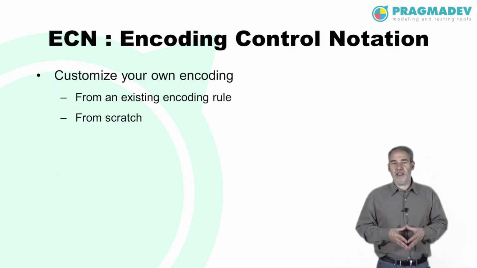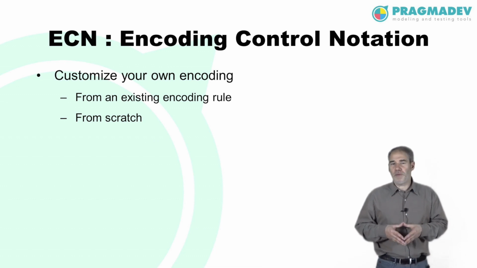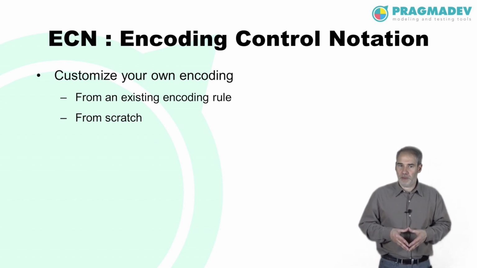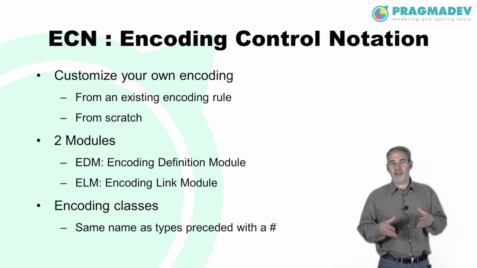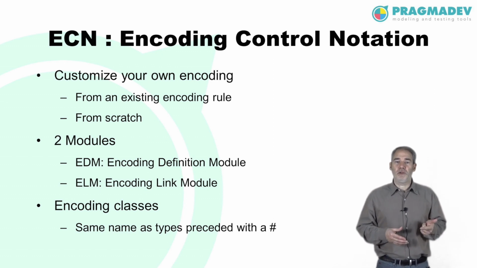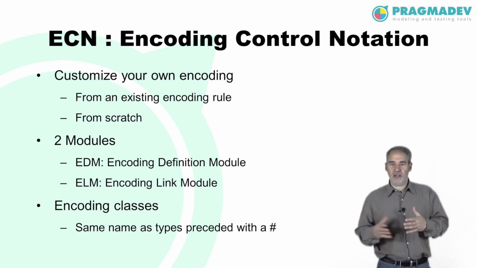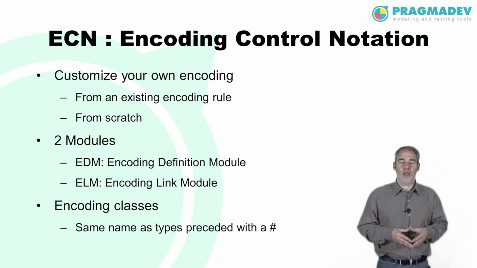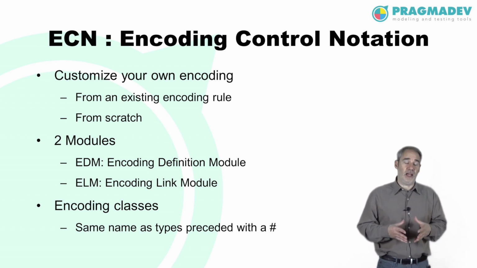Last but not least, the encoding control notation. If the existing standard encoding rules are not satisfactory, it is possible to define one of your own with this notation. You can either extend an existing encoding rule or make a new one from scratch. The files are organized in two: the encoding definition module that describes the encoding and the encoding link module that makes the link between the ASN.1 data types and the encoding classes in the encoding definition module. Note the classes name have the name of the type prefixed with a hash.